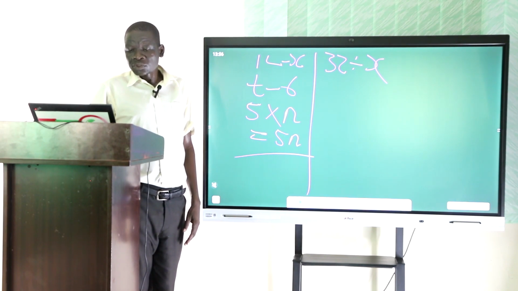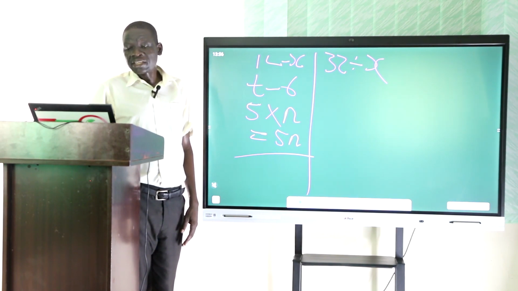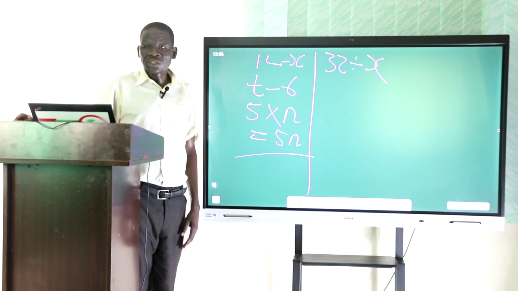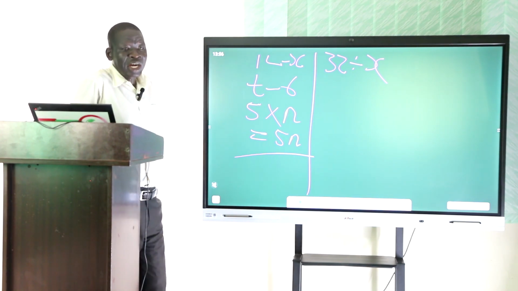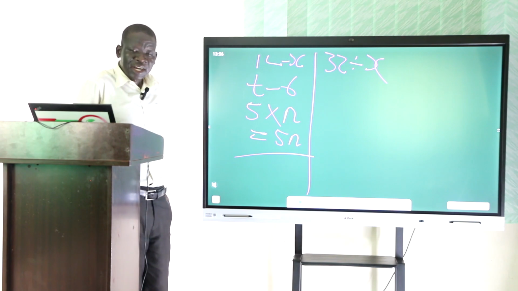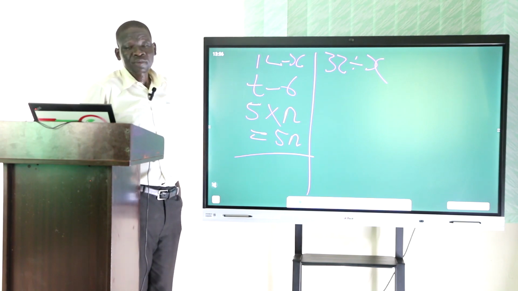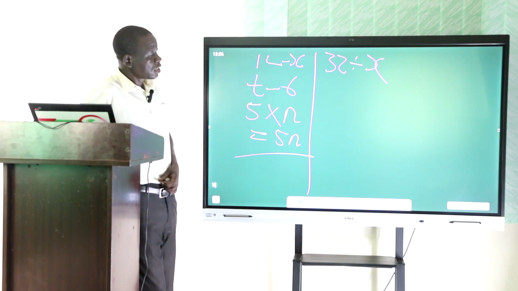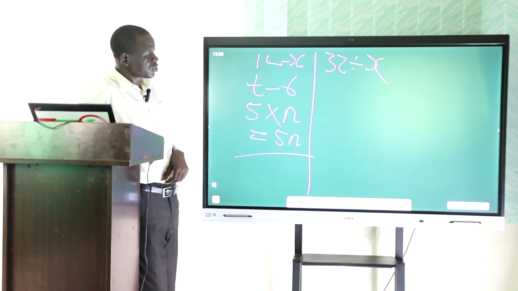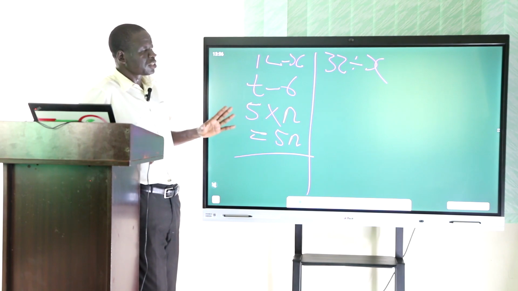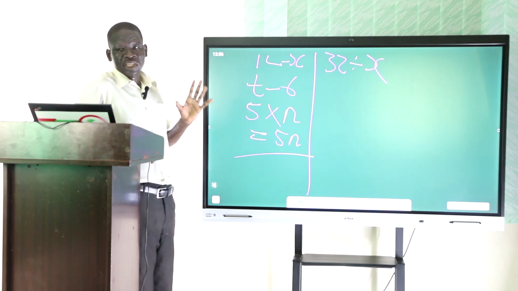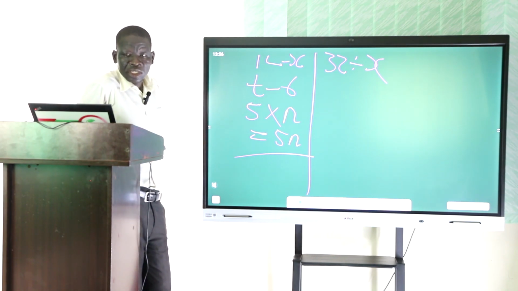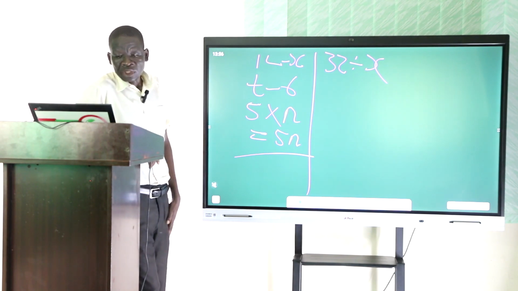We can look at what we call like and unlike terms. Like terms are those terms which have the same variables. If the terms consist of variables which are the same, then we say that those are like terms.